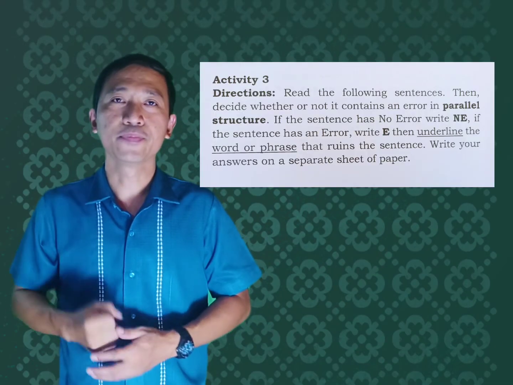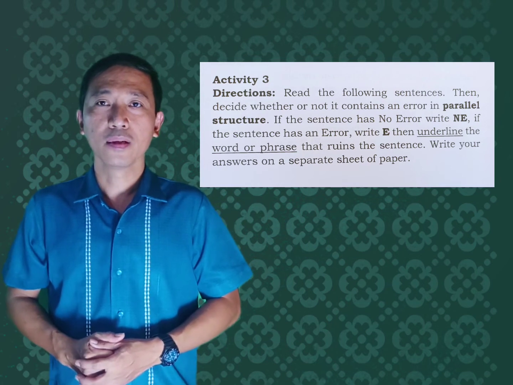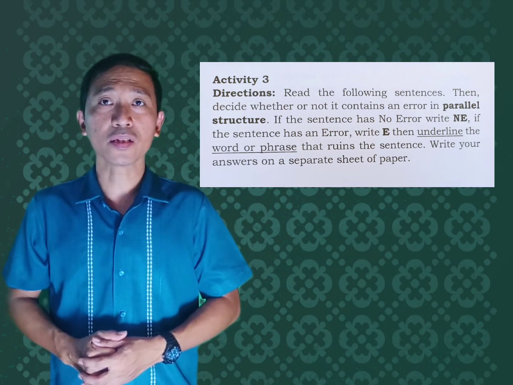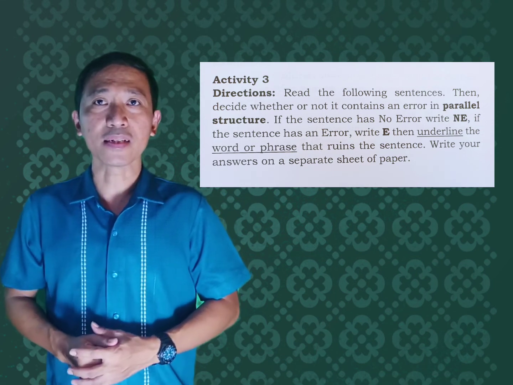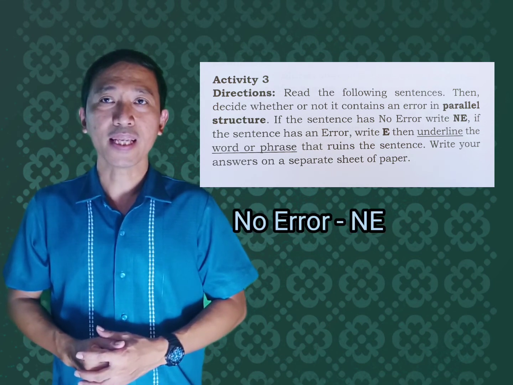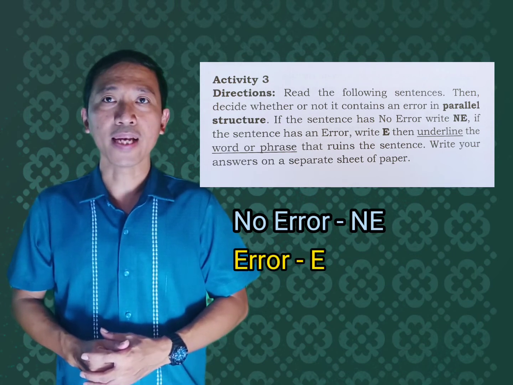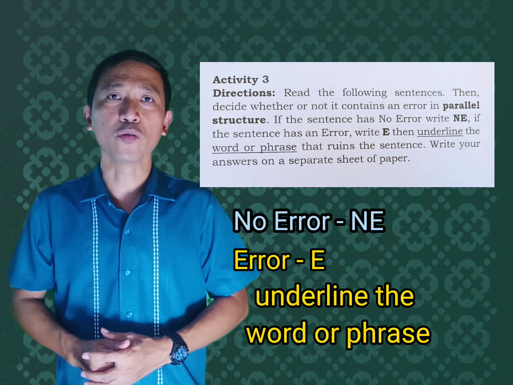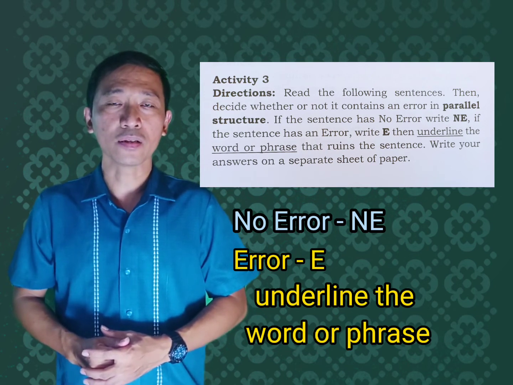Activity 3. Directions. Read the following sentences. Then, decide whether or not it contains an error in parallel structure. If the sentence has no error, write an E. If the sentence has an error, write E, then underline the word or phrase that ruins the sentence. Write your answers on a separate sheet of paper.